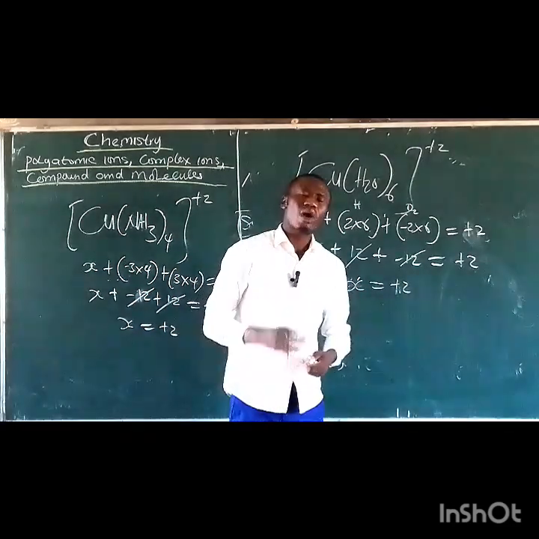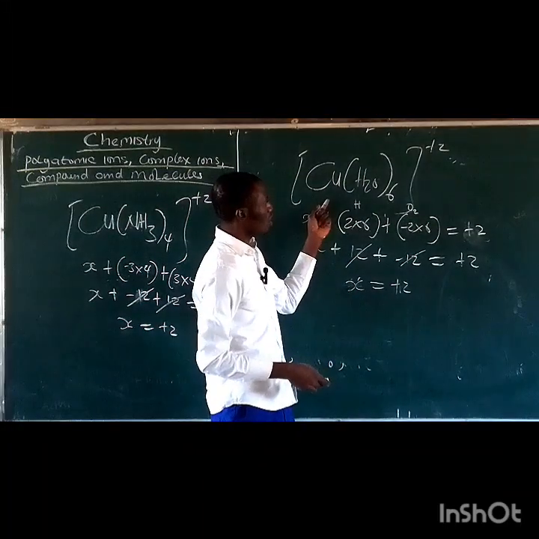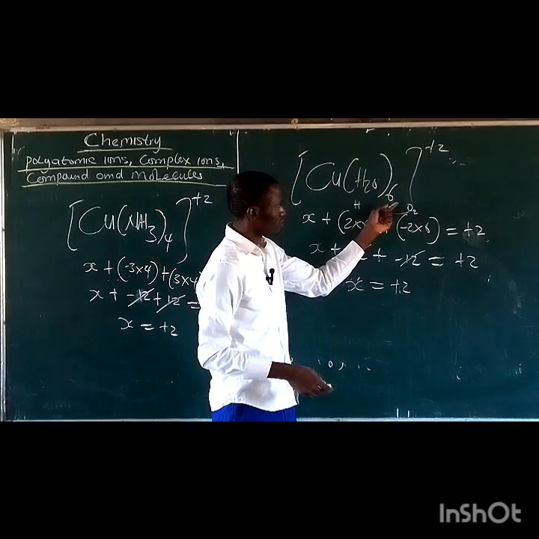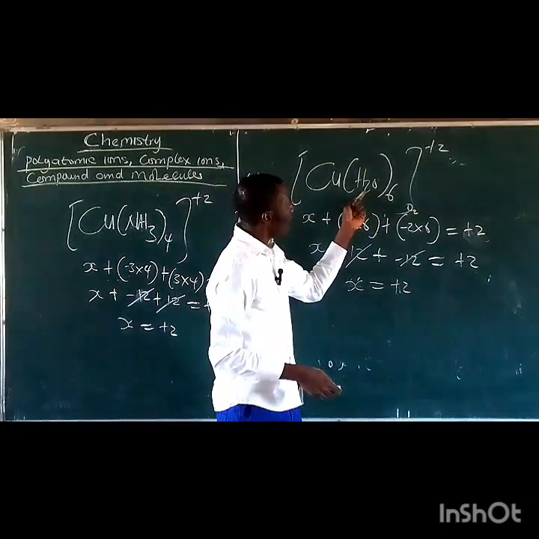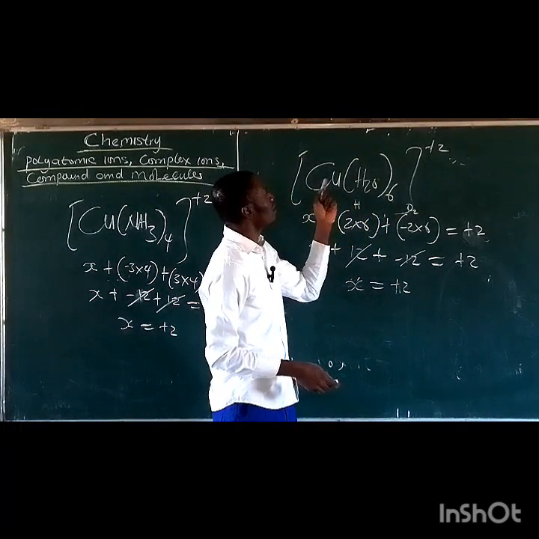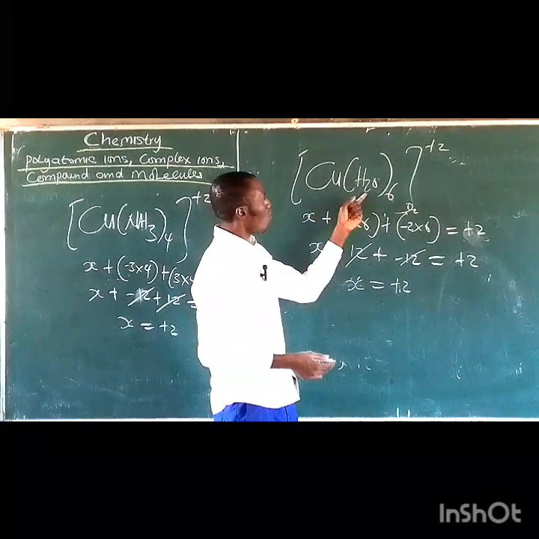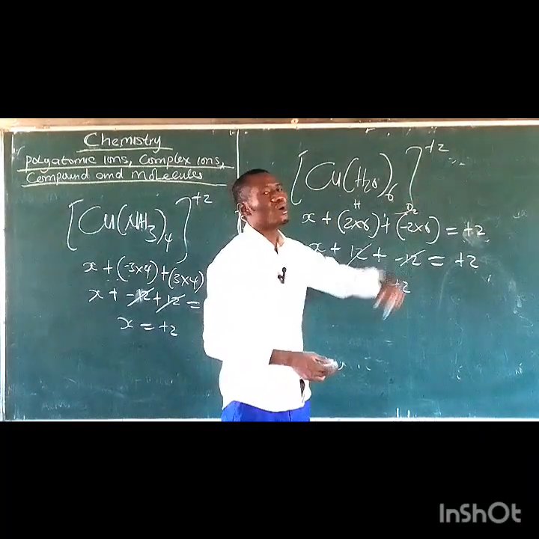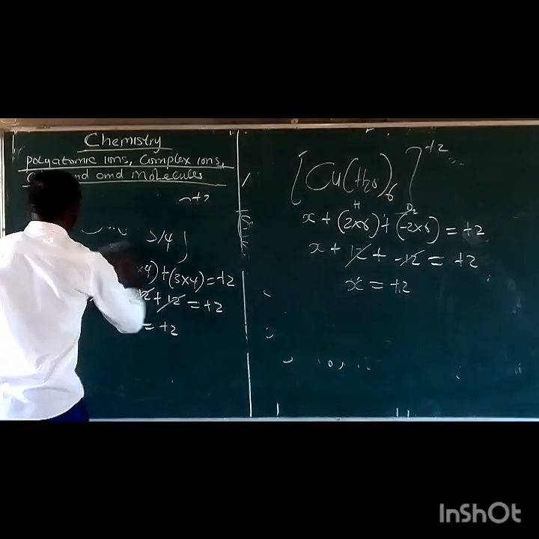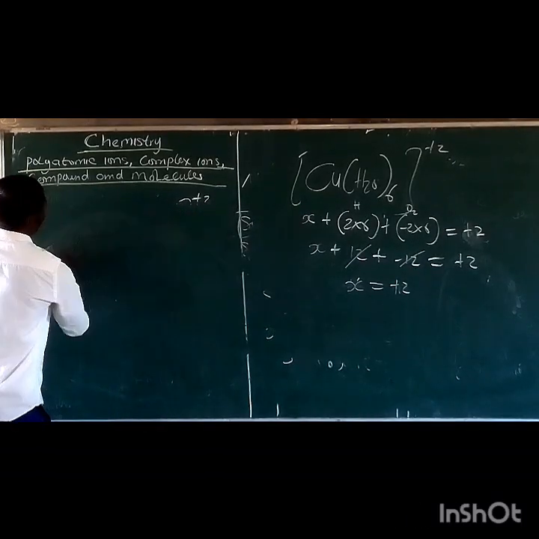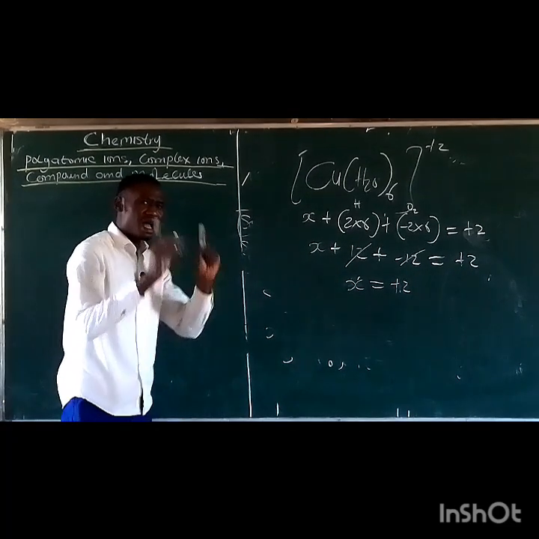We have a video where we do calculation on oxidation number. So this is called hexaaqua copper(II) ion. Hexaaqua copper(II) ion. Well, let's look for another one, another complex ion.